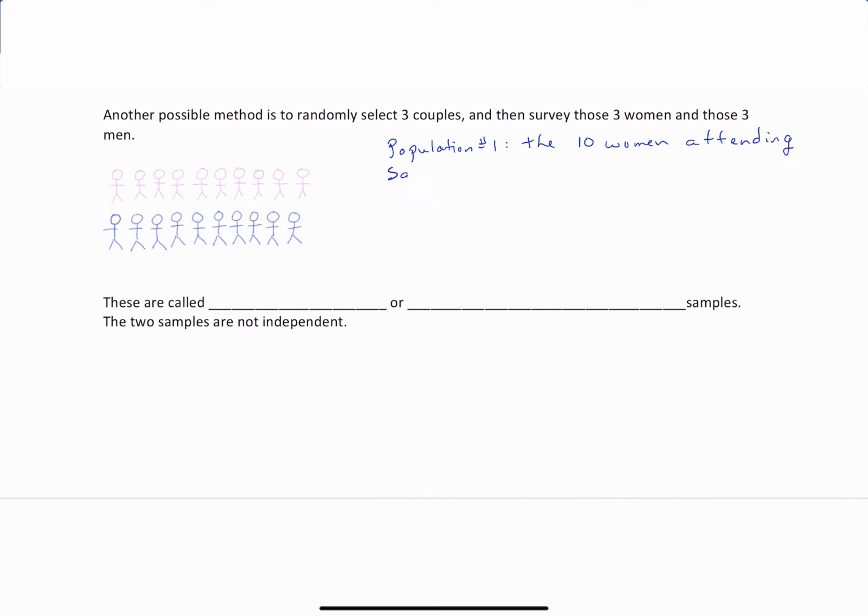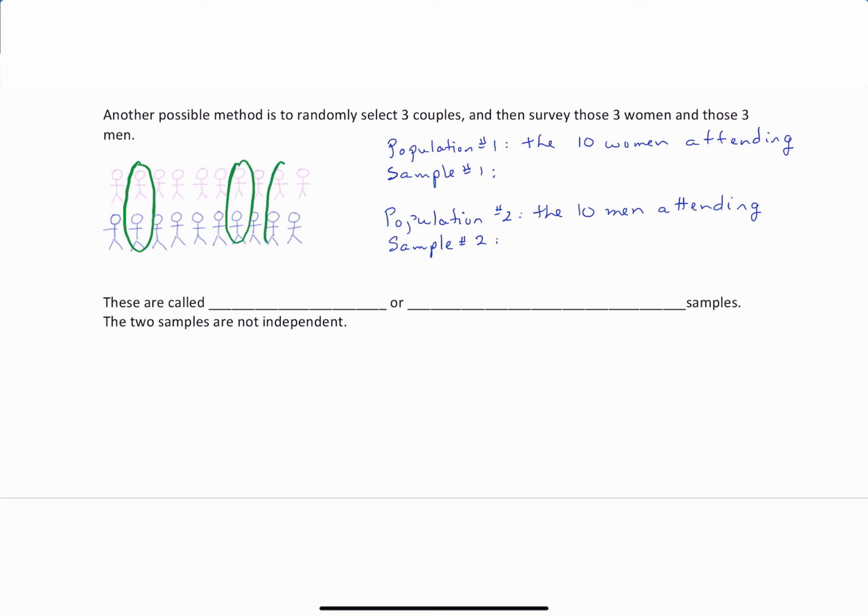Now we're still thinking of the women as one population, and we're going to have a sample from that population that we don't have yet. And we're still thinking of population number 2 as the 10 men attending. And from that population, we're also going to pull a sample. But this time, the way we're going to get our samples is to randomly select 3 couples. So let's say this couple gets selected, and this one, and this one.